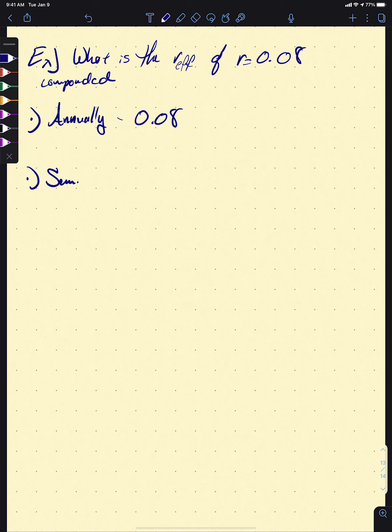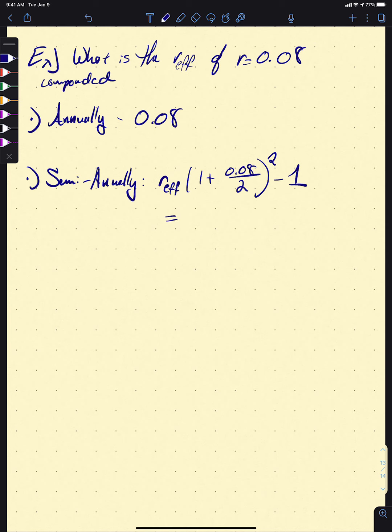But here, if we're going semi-annually, now things are a bit more interesting. My effective interest rate is 1 plus my interest rate over 2, squared, minus 1. And once again, you're going to need a calculator for this guy. It's going to be 0.0816, so 0.1%, almost 0.2%.